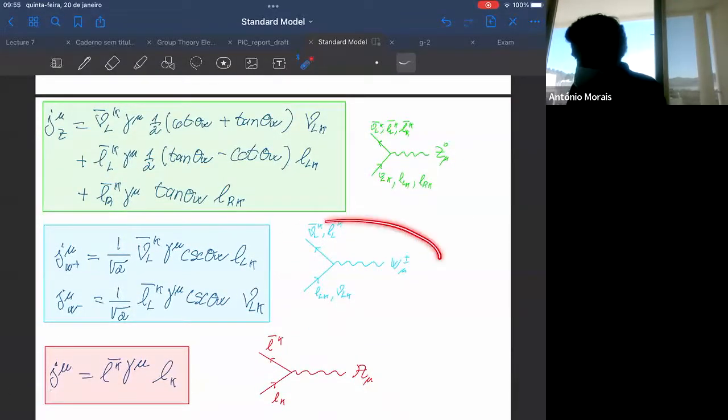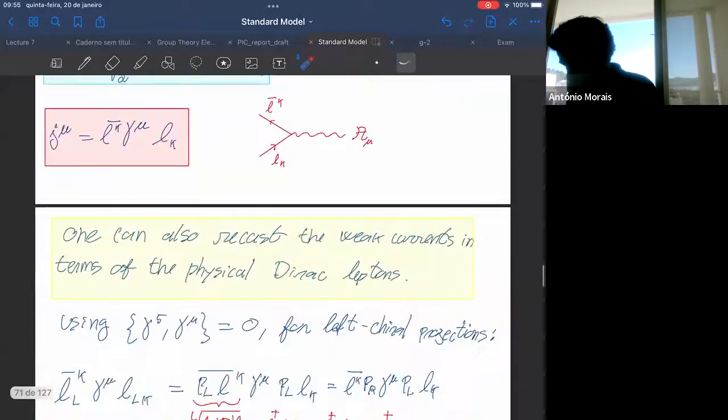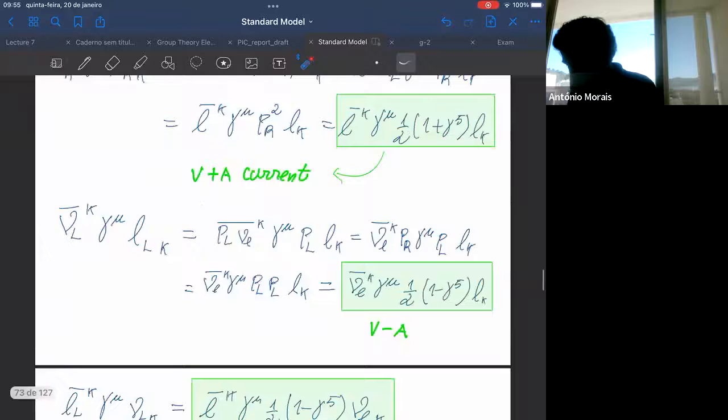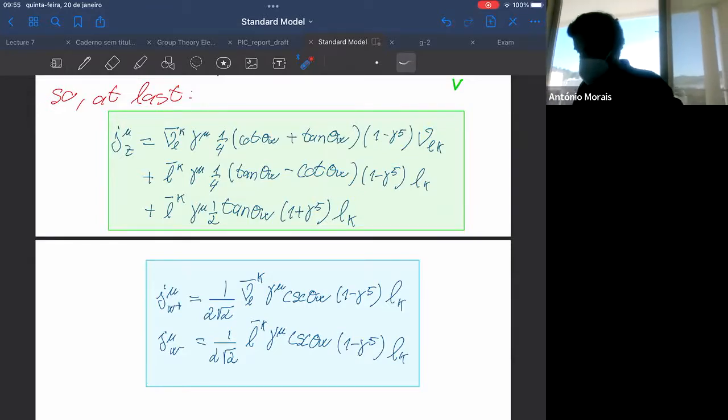For the case of the charged currents, the ones coupling to W plus minus, it's a vector minus axial current. It only couples to the left-handed part of the fermion. So the weak currents distinguish between left and right parts. So we can say that the weak interaction has parity violation. Yes, exactly. And that is a known thing.